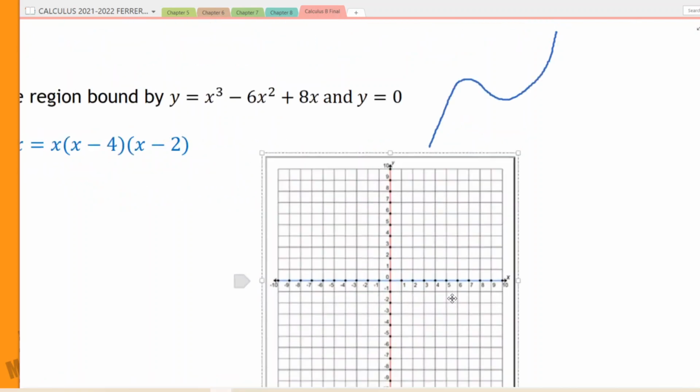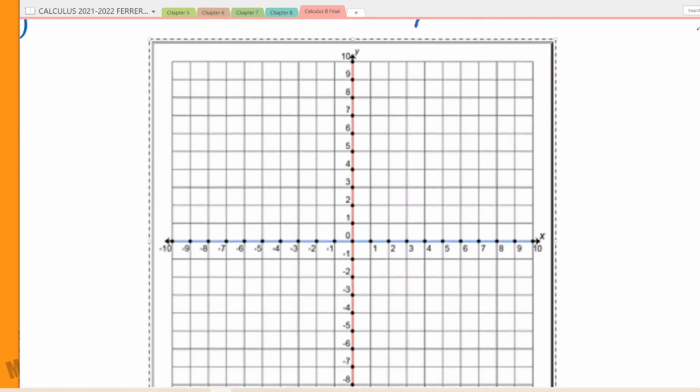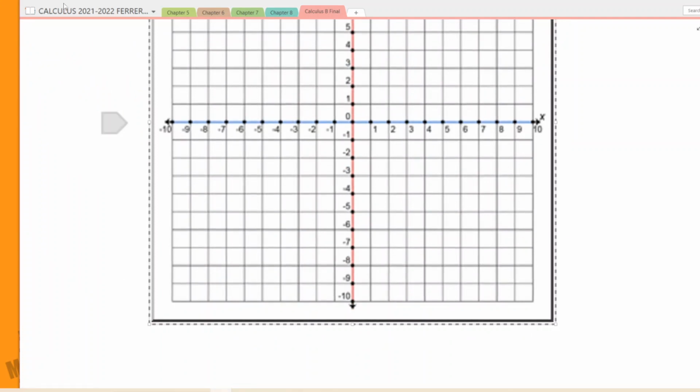So graphing this, what do we say? We have a root at 0, we have a root at 2, and we have a root at 4. So 0, 2, and 4. Again, we know the pattern here. We know it has to be increasing from the left, decreasing, and then increasing to the right.